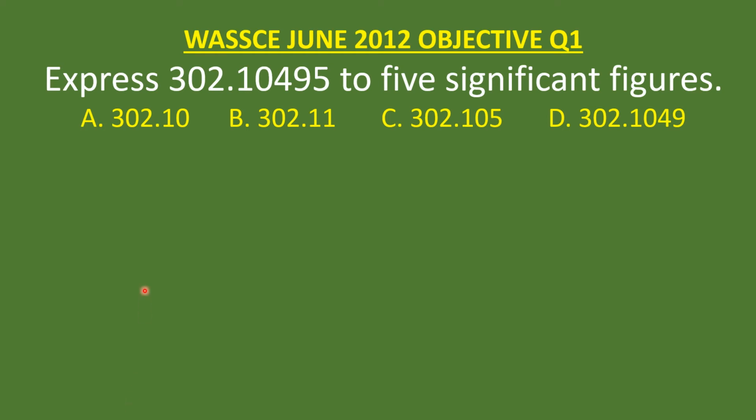Okay, let's take the next question. This is the same West African Senior School Certificate Examination, June 2012, objective question 1. It says express 302.10495 to 5 significant figures, and the options are given. So let's solve. Solution.